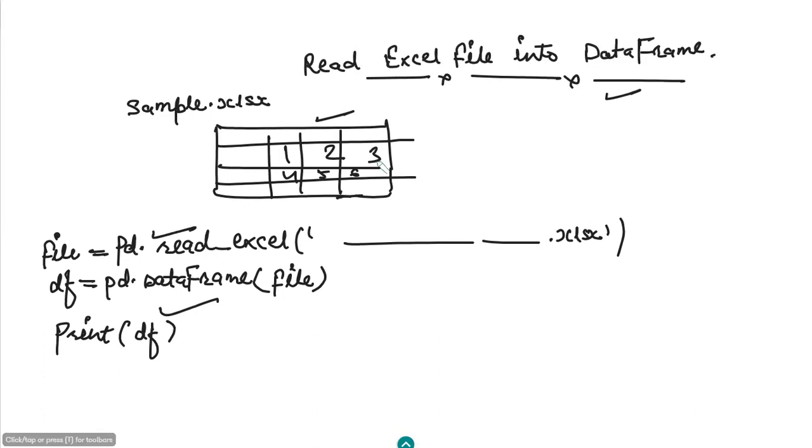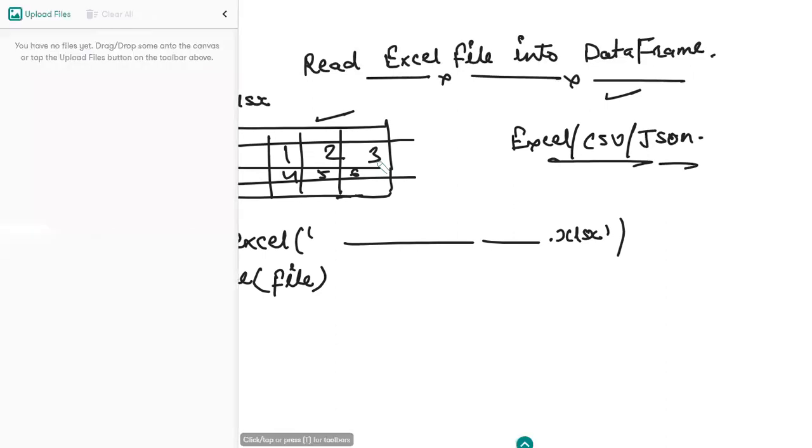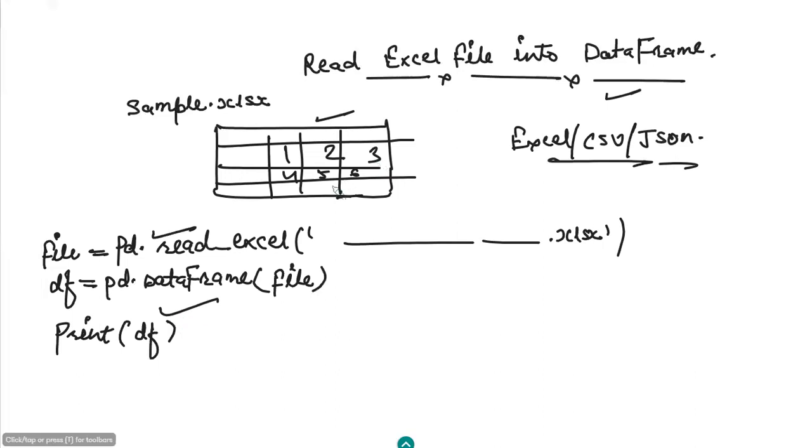File can be CSV, Excel file, or JSON, right? These files you can load into your data frame. Is it clear? Yes. Now let's do some practical.